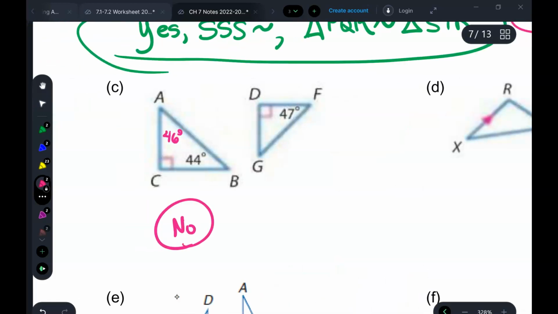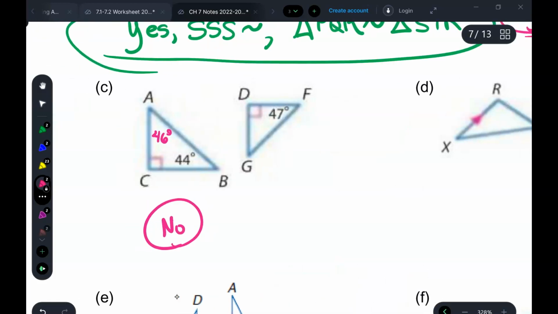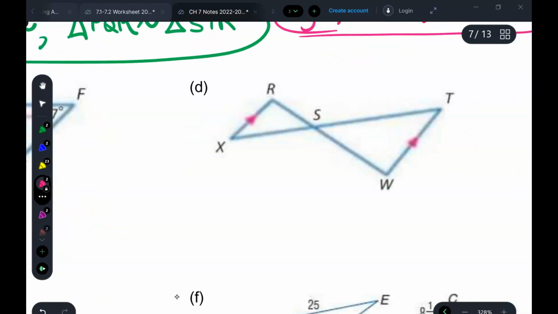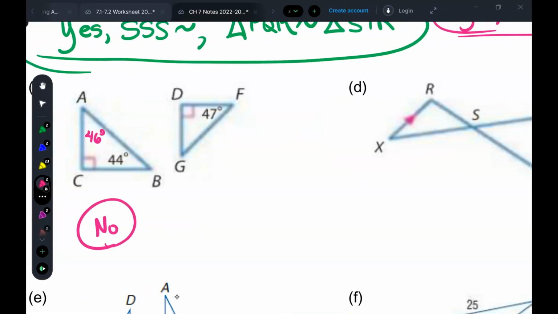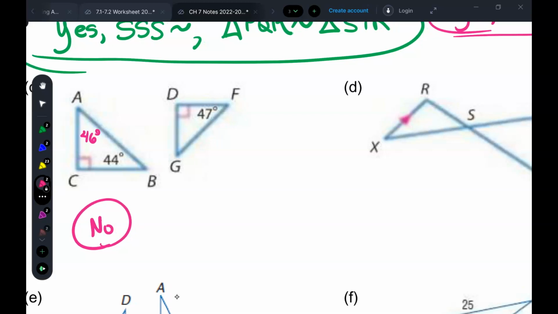Wait, which one are both 60? If both the angles, A and B, should be both 60. Well, they don't have to be 60, but if this angle was 46, then you would have similar triangles.